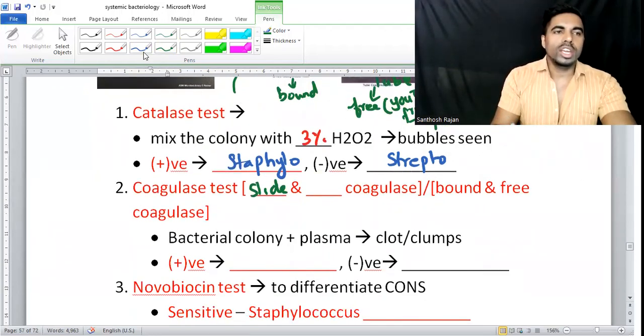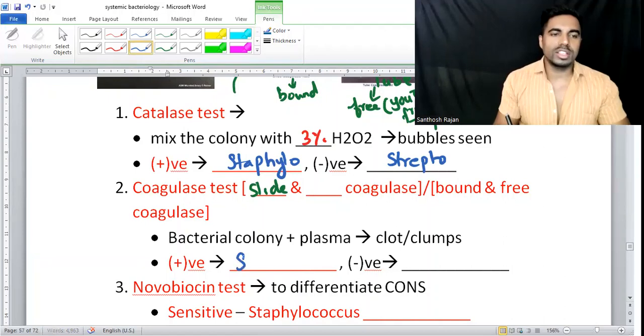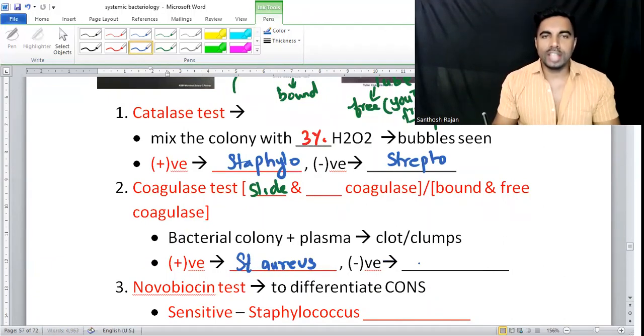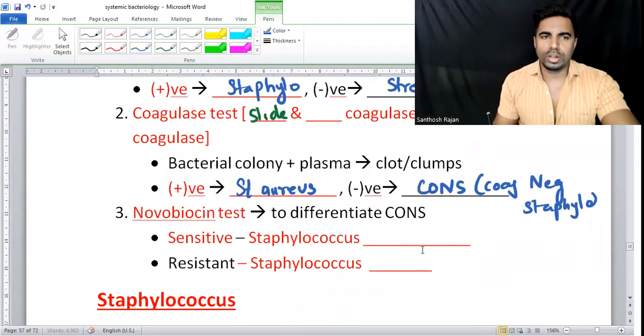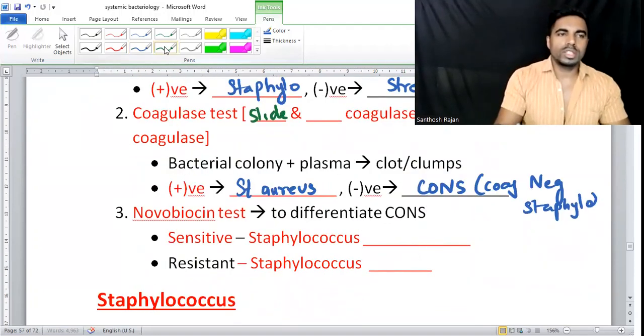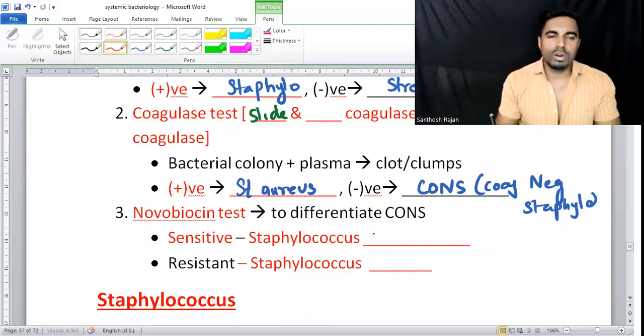Now, coagulase is done. As I told you, if your coagulase comes positive, then that is your Staphylococcus aureus. If it is negative, then that would be your CoNS. CoNS means coagulase-negative Staphylococcus. In CoNS, two organisms are very important. They are Staphylococcus epidermidis and the other one is Staphylococcus saprophyticus.